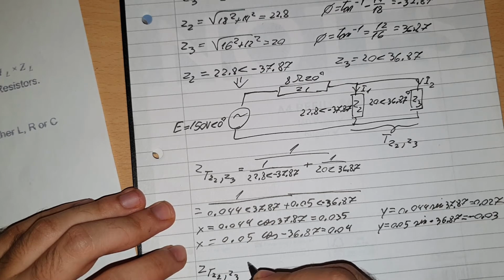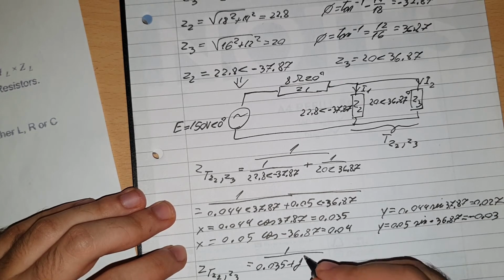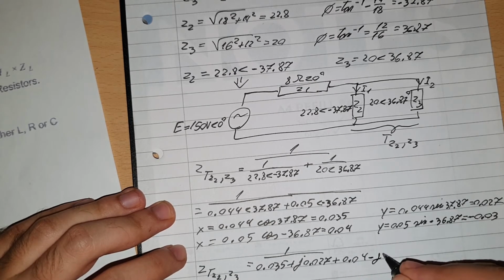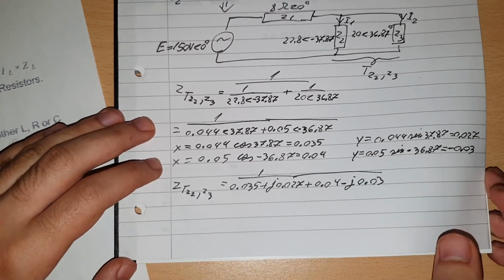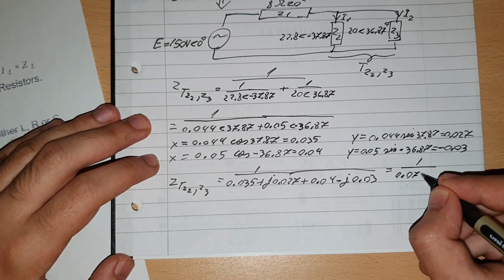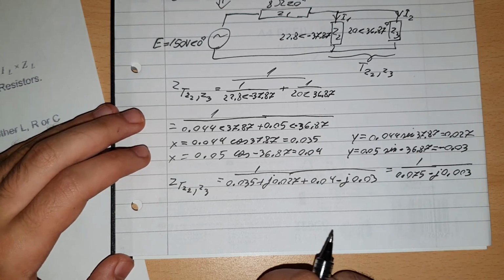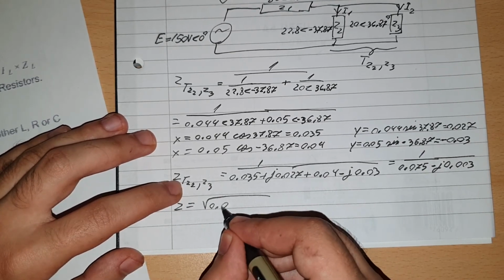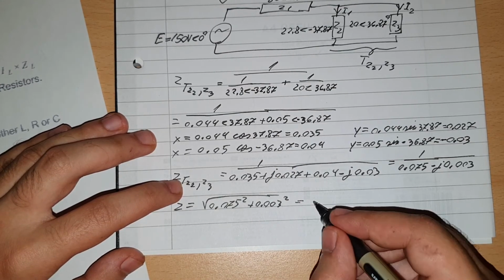All right, now Z2 and Z3 will be equal with 1 over 0.035 plus j0.027 plus 0.04 minus j0.03. There you go, you can see better now. And then these values will be equal with 1 over 0.075 minus j0.003. All right, now the next one: Z will be equal with the square root of 0.075 squared plus 0.003 squared. That will be equal with 0.075.